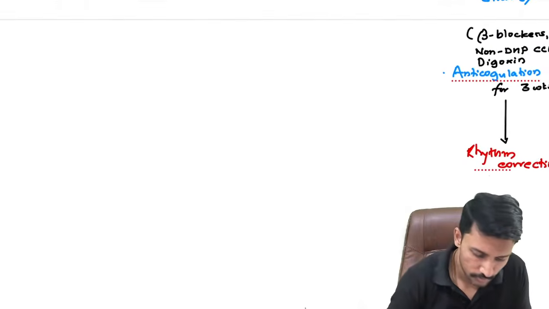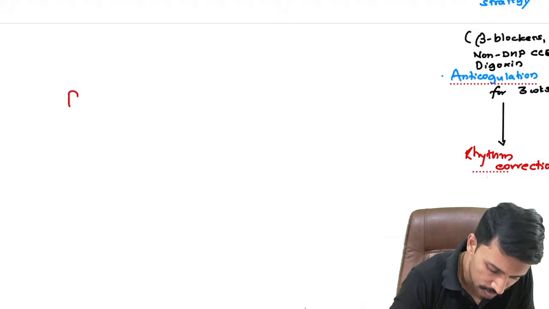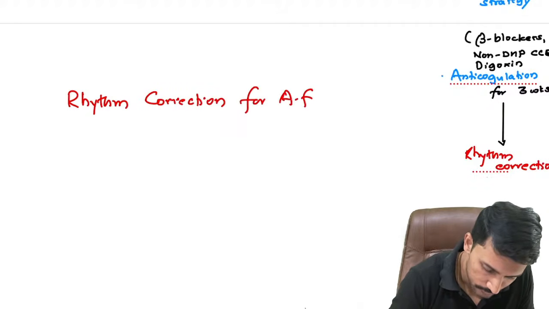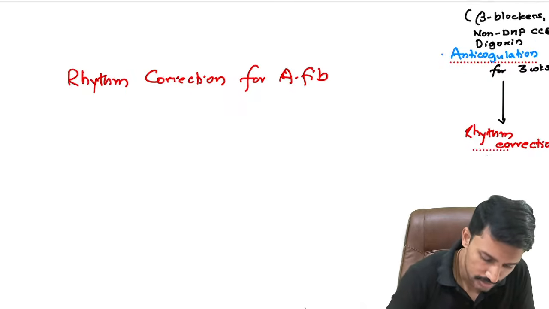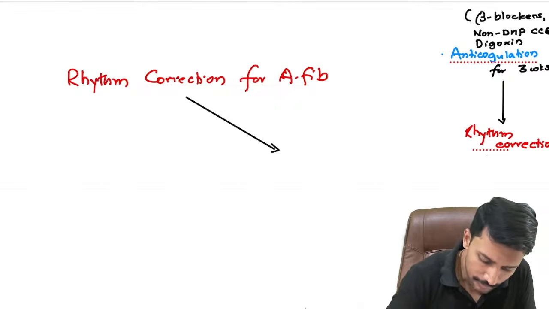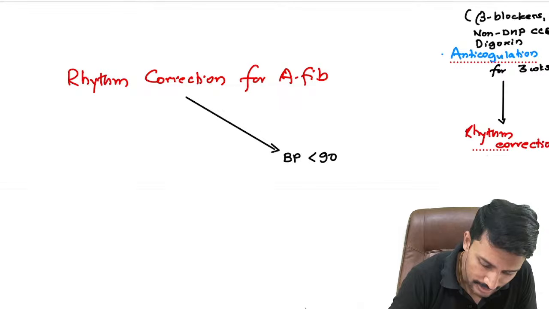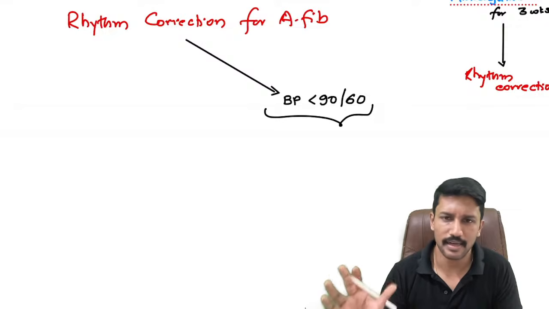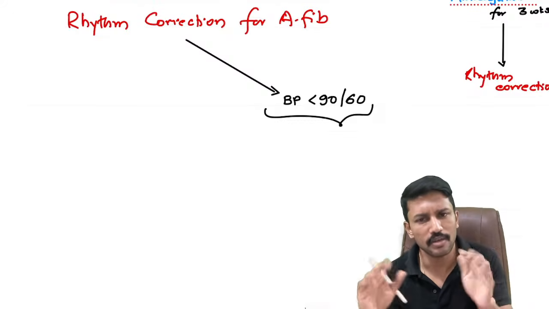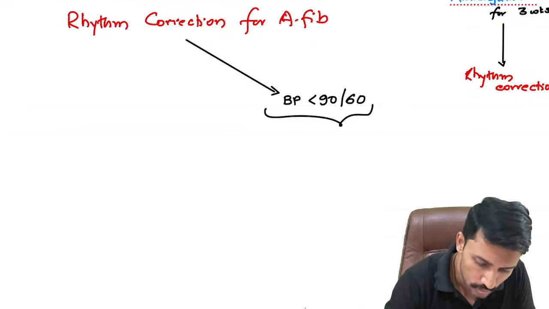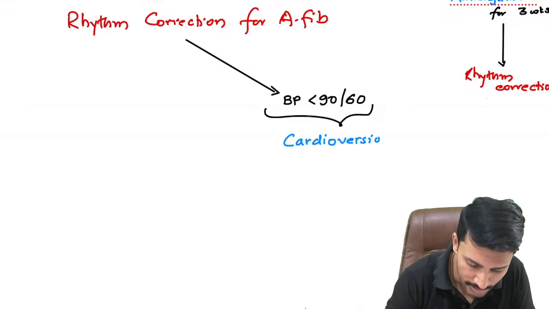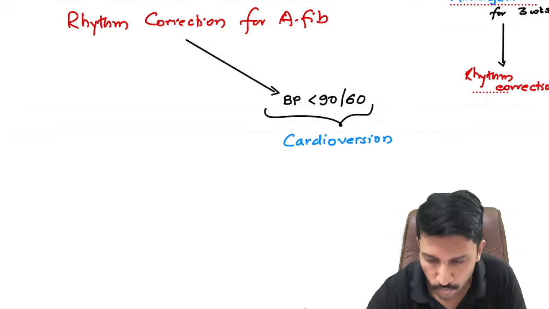But rhythm correction for atrial fibrillation, whenever we are going for rhythm correction for AFib, that again depends on hemodynamic stability. If BP is less than 90/60, what is my default choice? Whenever there is a patient with BP less than 90/60, shock. If it is an arrhythmia, shock is the way to treat. So of course I will give shock. What kind of shock? Except VF and pulseless VT, for all other arrhythmias, cardioversion is the way to go forward.